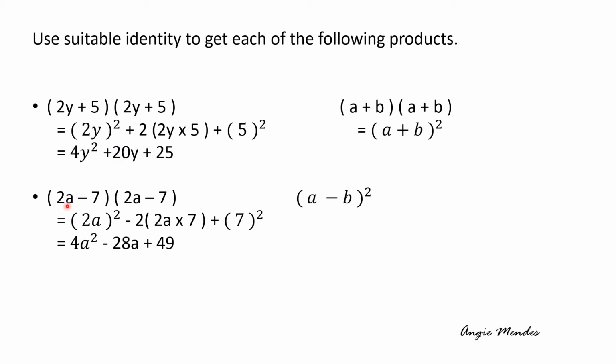Okay, now here 2a minus 7, 2a minus 7. Now again we have 2a and 2a. So let's take this as a. Here we have 7 and 7. So we take this as b. So this will become a minus b, a minus b, which will be a minus b the whole square, which is a square minus 2ab plus b square. So simplifying this further, you will get the solution to the problem.